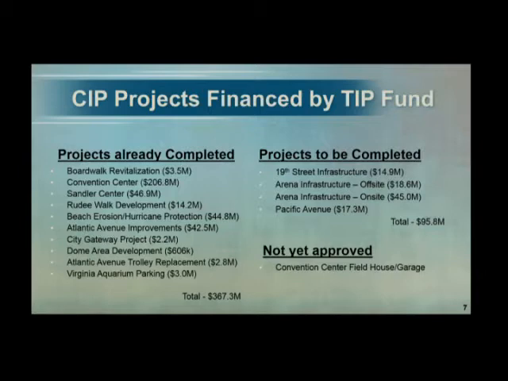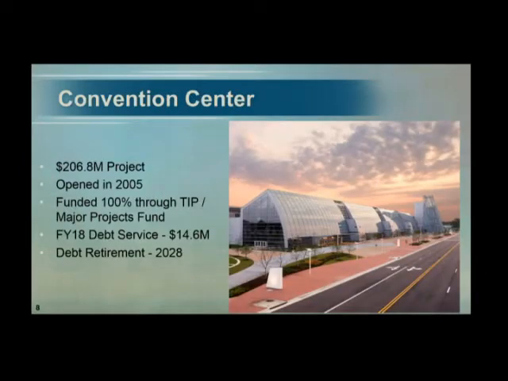Some projects still to be completed: 19th Street infrastructure, arena infrastructure off-site and on-site, and then Pacific Avenue, that's sort of in progress now. And again, we have not included anywhere at this point the convention center, Fieldhouse, or the garage. That's been under discussion. And just again, convention center, we opened it in 2005. Originally, it was funded out of the major projects and then merged into the TIP fund. Debt service alone in FY18 is $14.6 million. You know, most of the debt service being paid out of TIP is for this, and that will be paid off in 2028.